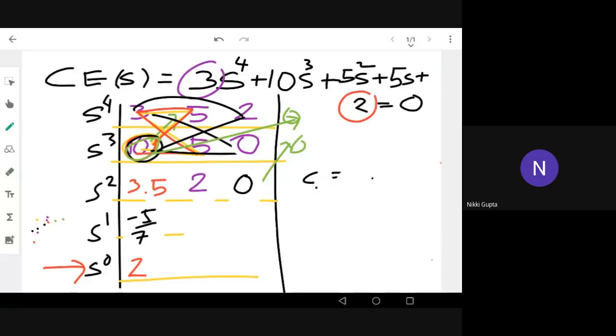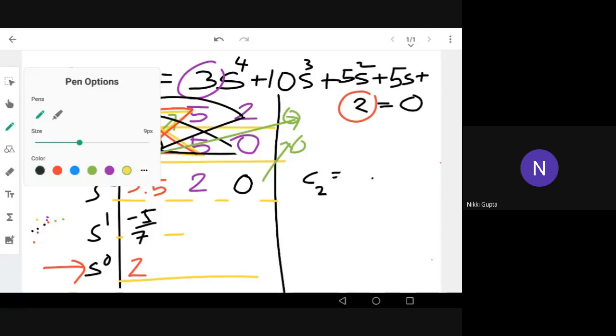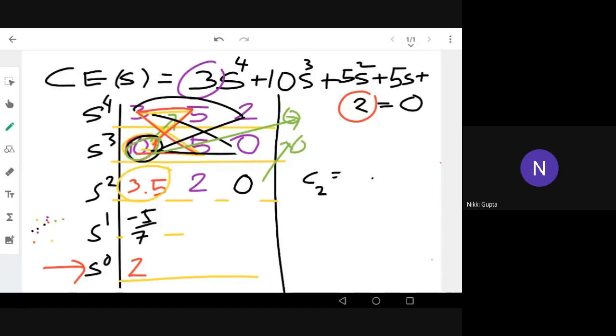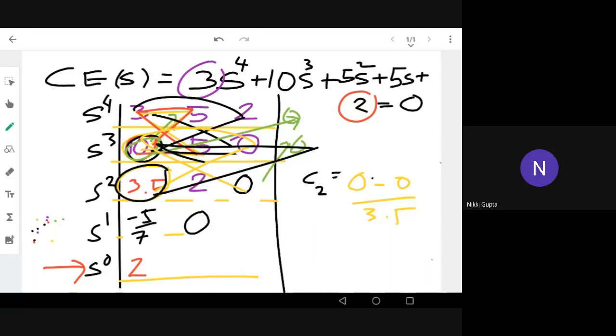But we can calculate C2 also. So what is C2 here? C2 will start with the same 3.5 here, 3.5 into 0 minus this into 0. So 0 minus 0 divided by 3.5, this is nothing but again 0. Again the last element, this into this into this, again this will be 0.